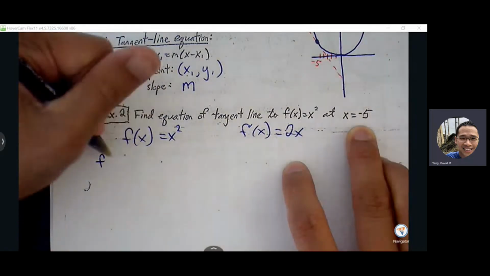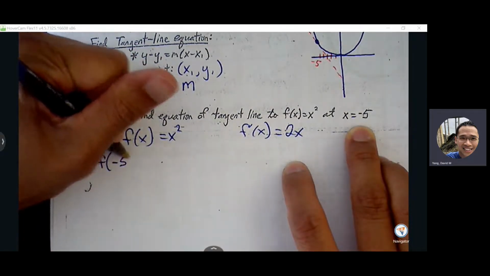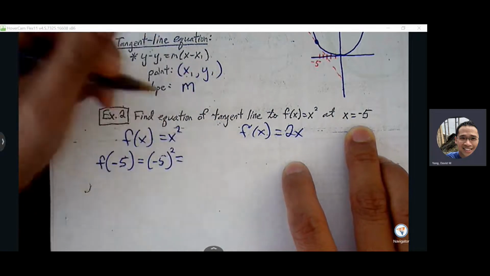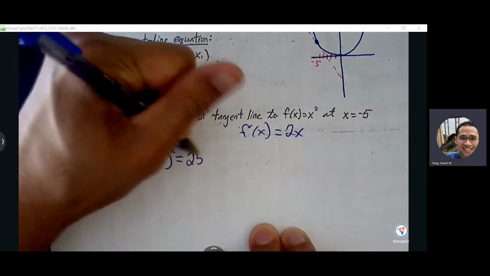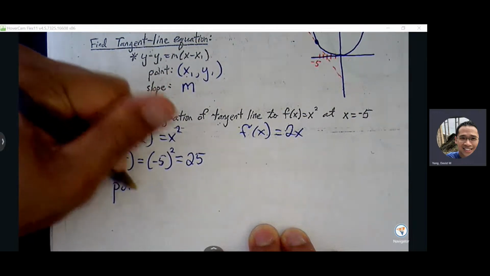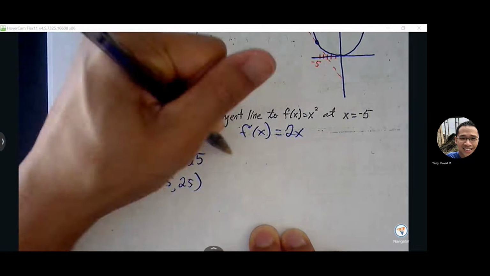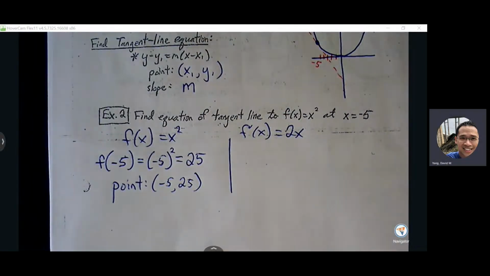So let's find the point first. So f of negative 5 is negative 5 squared, which is what? 25. So that's our point. Let's label the point here. Call it negative 5, 25. All right, I need slope.